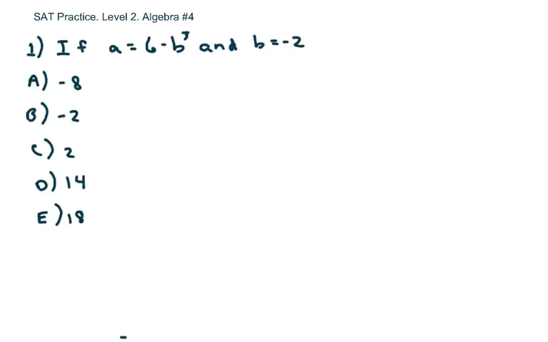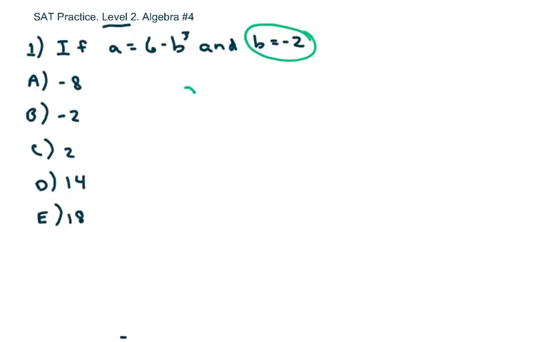Hey everyone, this is SAT Practice Level 2, Algebra section, Set 4. This first one's pretty easy, so try to go through that, and you can go through the whole video by looking at the question, pausing it, and doing the problem that way. Basically on this one, it's actually easier than the first set we did.